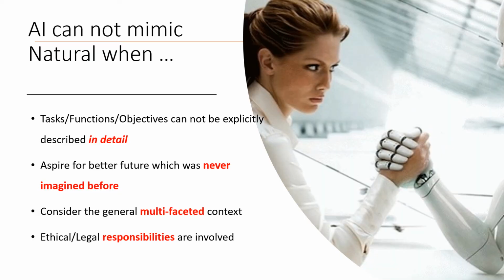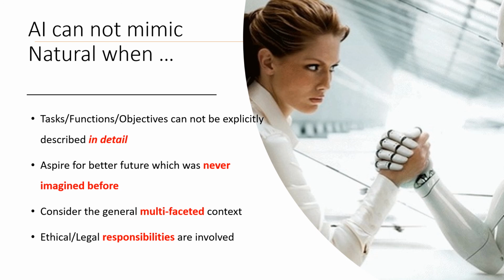The artificial intelligence system cannot mimic natural intelligence when you cannot explicitly describe the goal or the task in an explicit, detailed way. It means that you cannot tell what the objective of the artificial network is, and the artificial network cannot operate. Aspiring for a new future, a new reality, imagining a future that was not there before from scratch, cannot happen with artificial intelligence. It takes human intelligence to do this. Consider a problem which has multiple facets coming from multiple dimensions, from multiple domains. This cannot happen with artificial intelligence networks, at least for now.